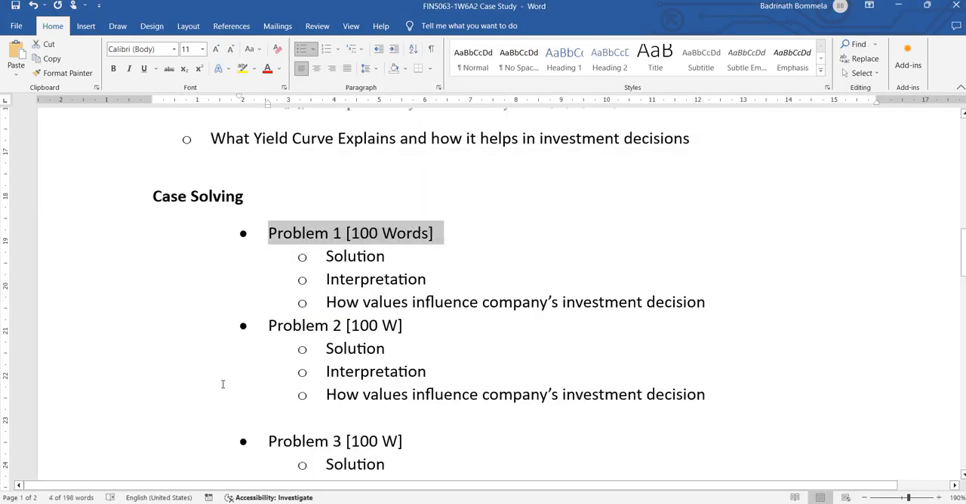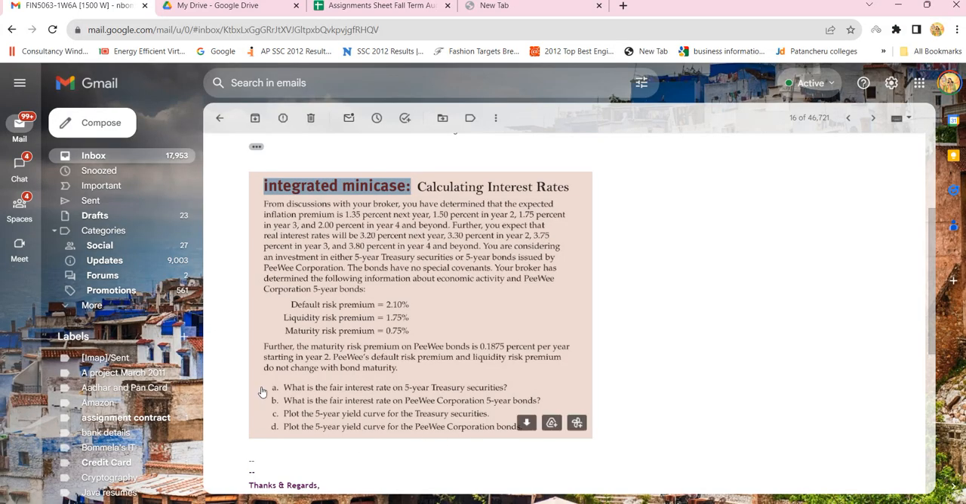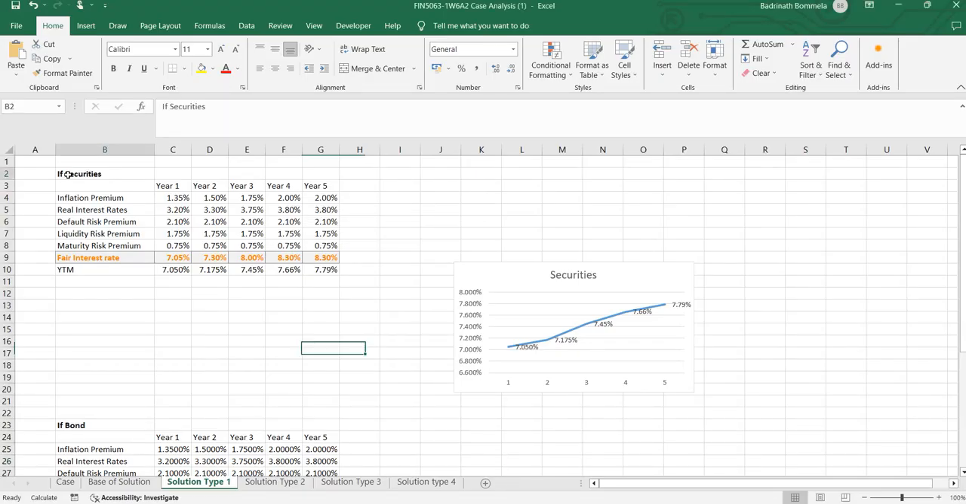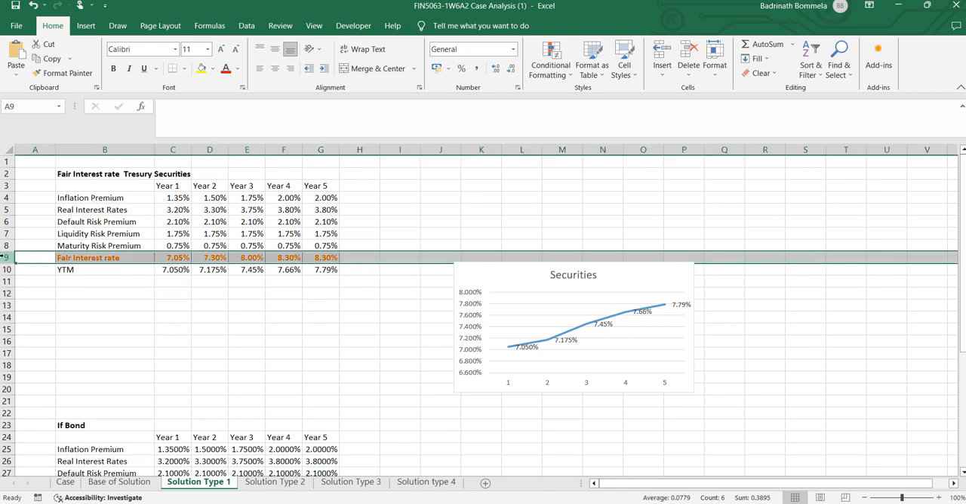Problem one explains that. What is the question that is asked? What is the fair interest rate on 5-year treasury securities? This is the fair interest rate on treasury securities. Here this is the value.